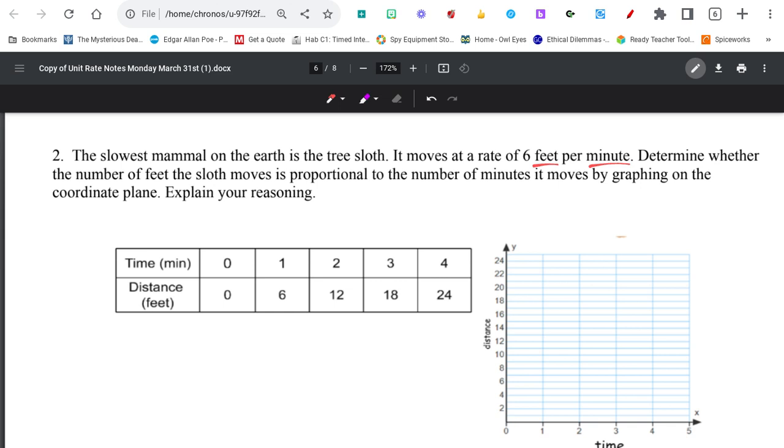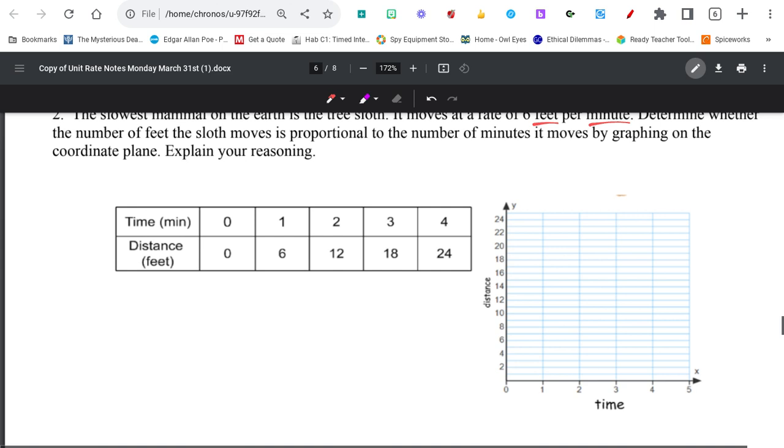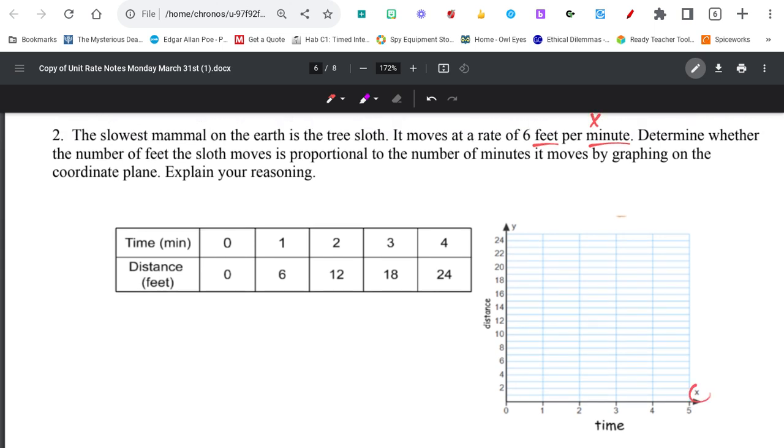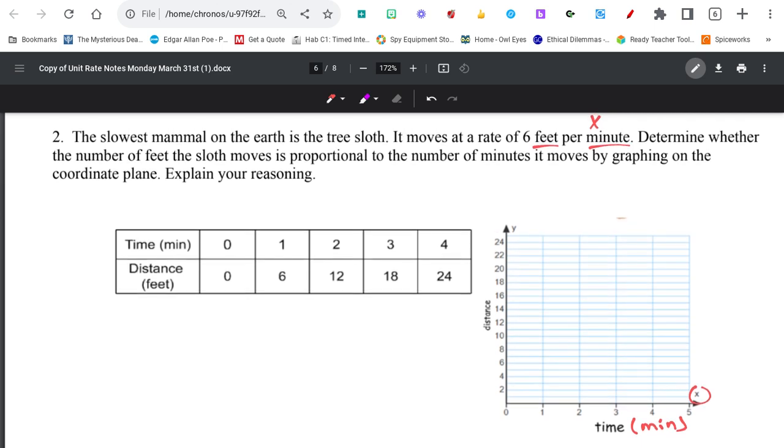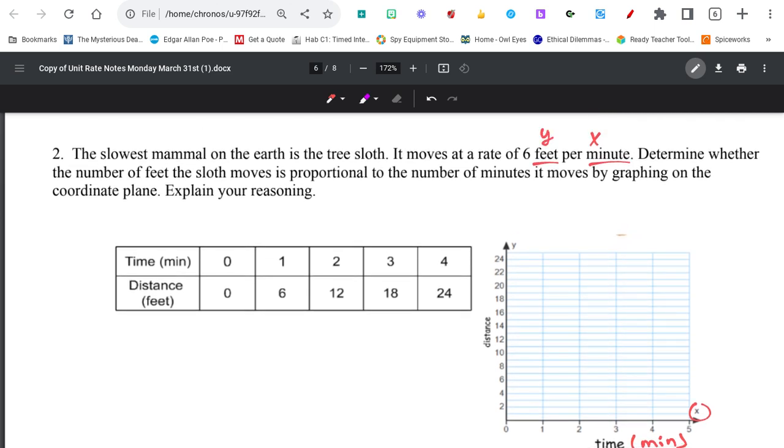So I can see that it's feet in minutes. Time has to go by first, so that's X. And that's why you see time, and I need you to put minutes here in terms of minutes. That's why you see time on the X-axis, and feet is your Y, that's your dependent. That's why you see it's distance, but I want you to put feet right here, okay, guys?